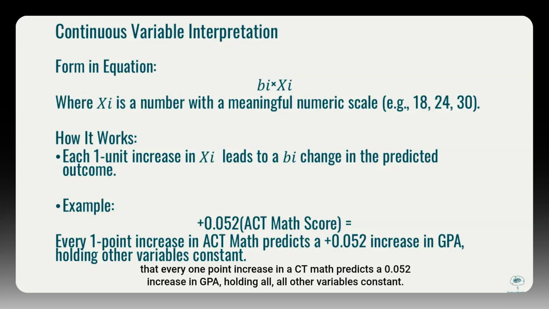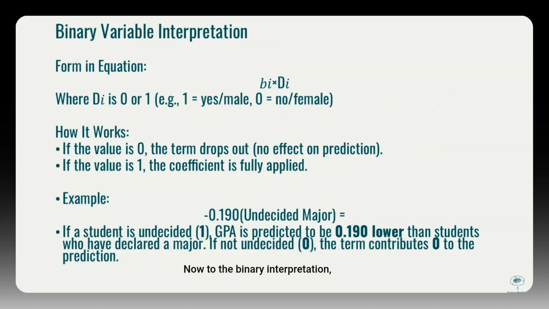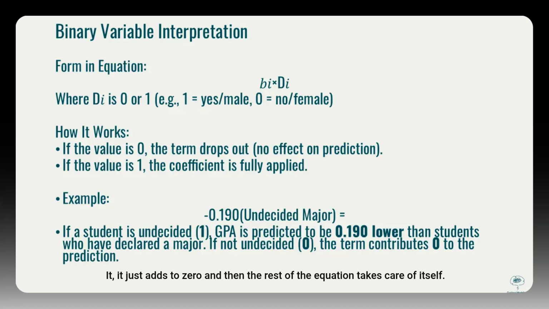Now to the binary interpretation, it looks similar, but the input is different. So the equation would be bi times di, where di is 0 or 1. So 1 would be yes and 0 for no, or 1 could be yes, male, where 0 is female in that binary form. So how it works, if the value is 0, the term drops out. So there's no effect on the prediction. It just adds 0. And then the rest of the equation takes care of itself. But if the value is 1, the coefficient is simply applied.